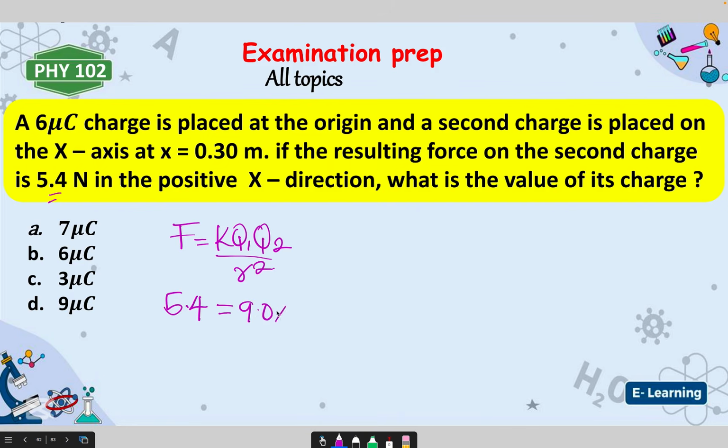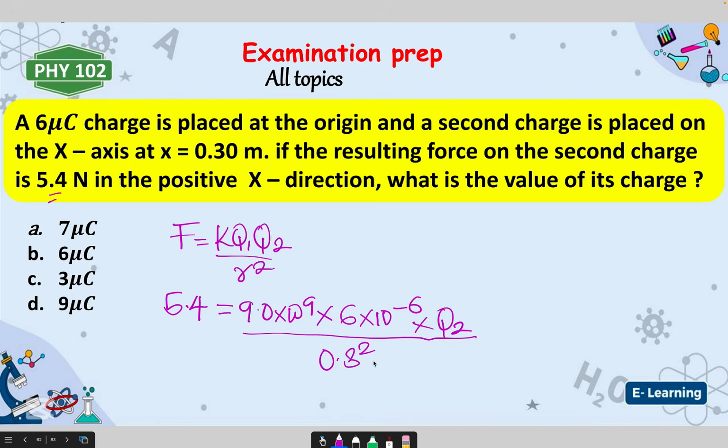Now, the resulting force is 5.4. K is 9.0 times 10 raised to the power of 9. Q1, the first one, is 6 microcoulomb, which is 6 times 10 raised to the power of minus 6. Q2 is what you are looking for. The distance of separation between them is 0.3 squared. Is that okay?